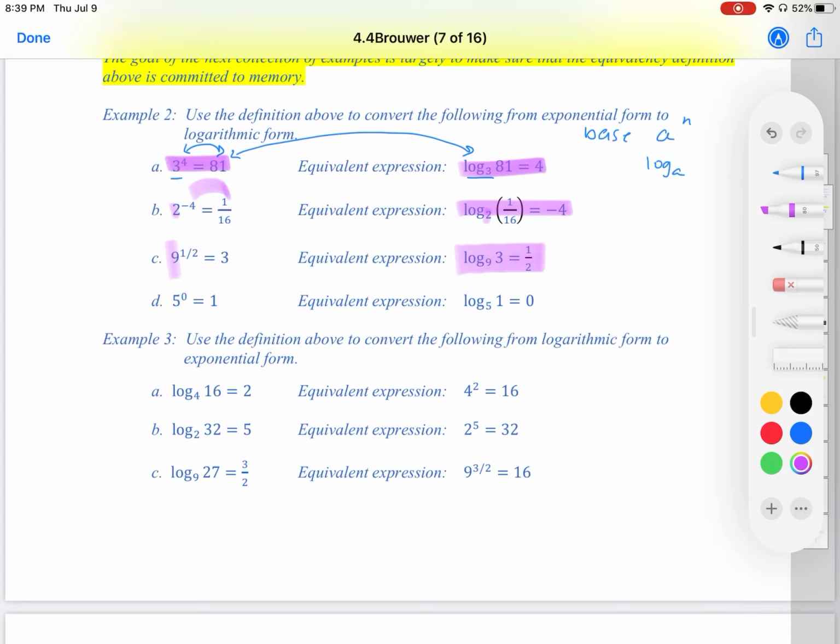Lastly, 5 to the 0 power equals 1. Let's write it as a log. Log base 5 of 1 equals 0.